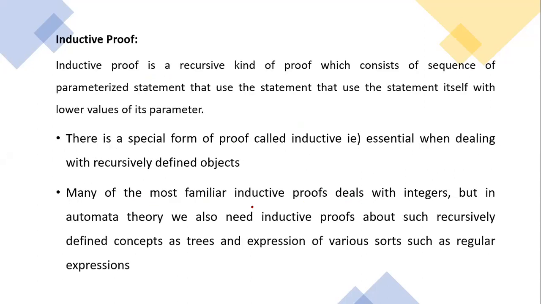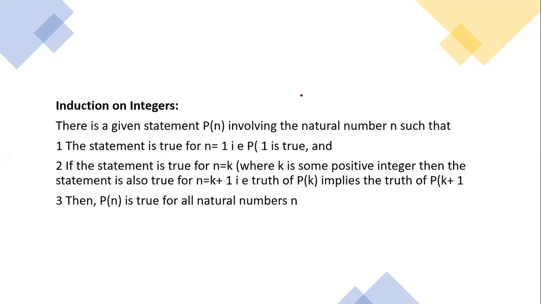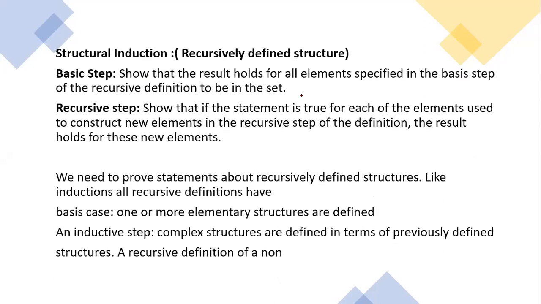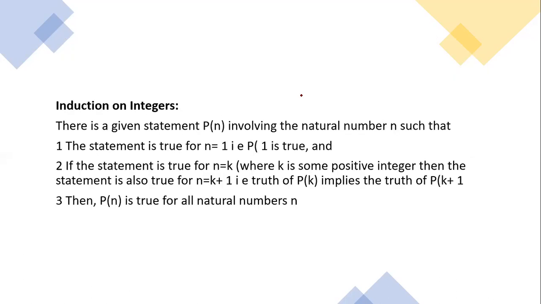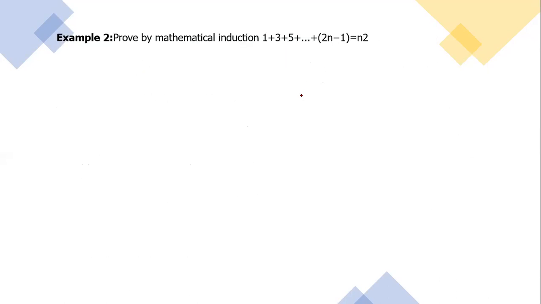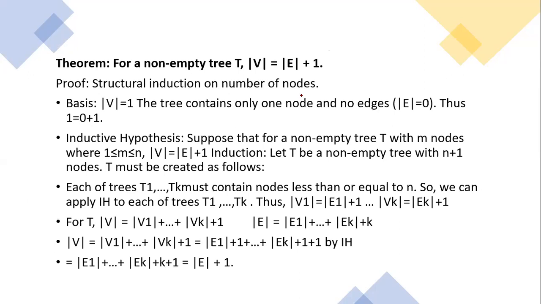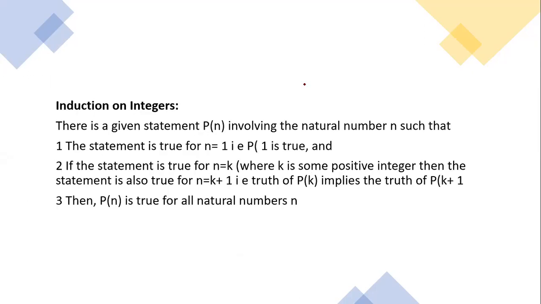The next proof is the inductive proof. Inductive proof is nothing but a recursive kind of proof. In that we have 3 types: induction on integer, induction on structure, and mutual induction. This is the mathematical induction problem, and it is very important. We just need to focus on 2 points here.